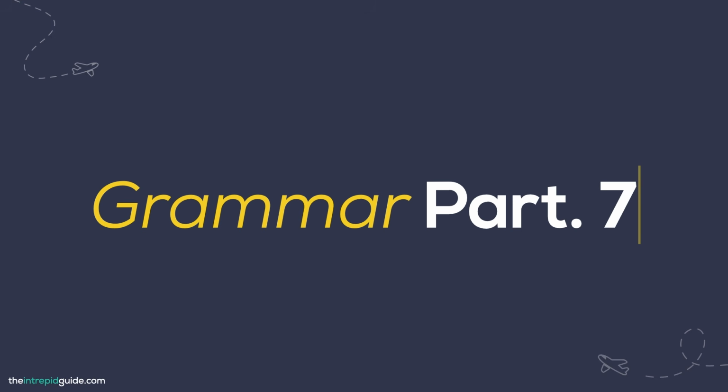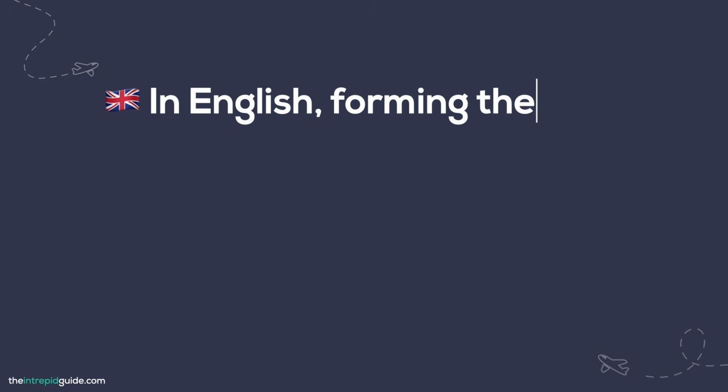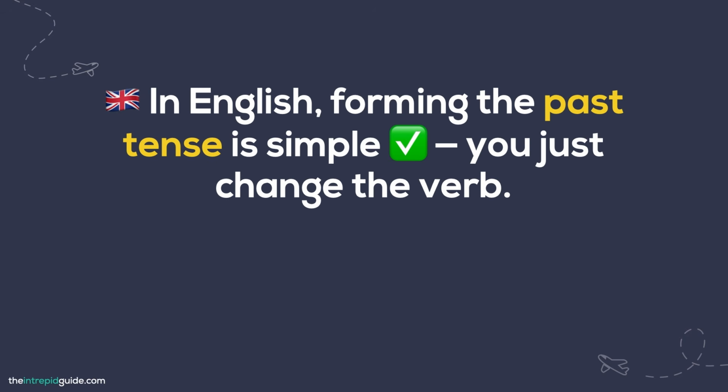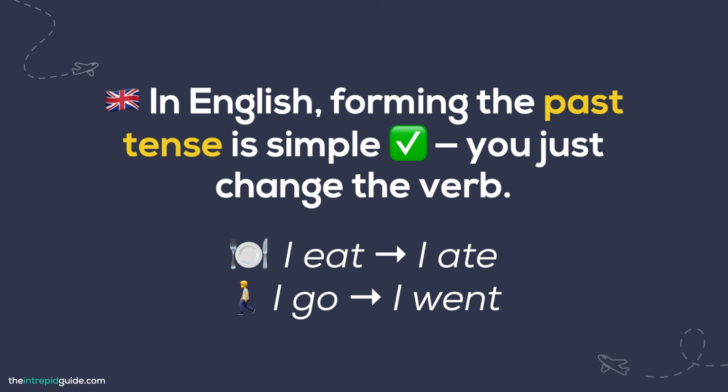The next part of Italian grammar is the first major hurdle for English speakers. But with my memorable cheat code, you'll get it right every single time. Now in English, forming the past tense is simple. You just change the verb. I eat becomes I ate. I go becomes I went. In Italian, there are more steps to take.